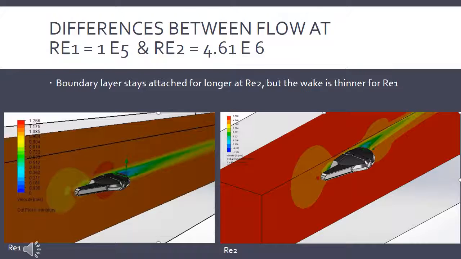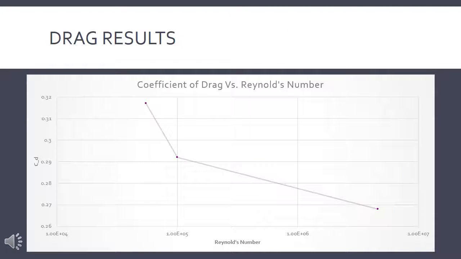Here is a screenshot of the two velocity fields at the same location on the Falcon. As you can see, the boundary layer stays attached for longer at the second Reynolds number, which we would expect to result in a smaller drag coefficient. The wake is thinner for the first Reynolds number, which also results in a small drag coefficient. Although it is cut off, the wake for the second Reynolds number was also longer than the first Reynolds number.